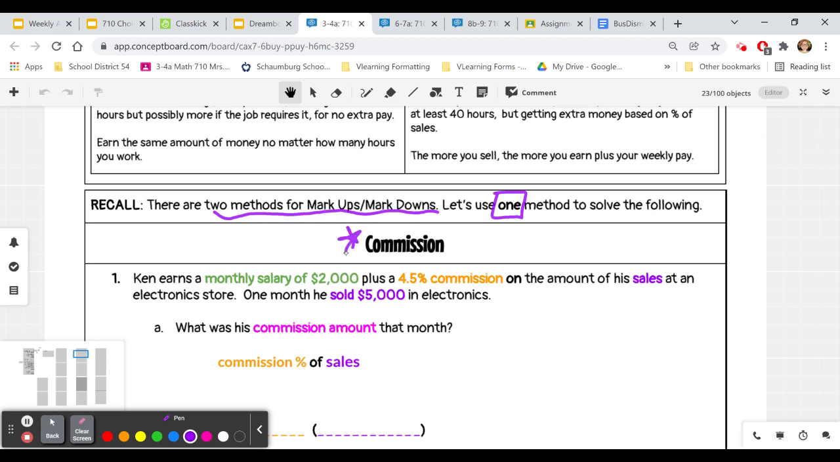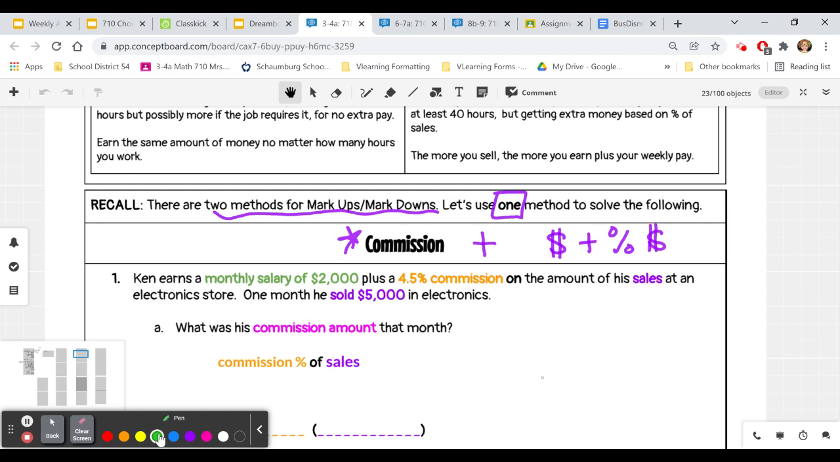Commission is something that is added to your salary. So by definition, it's going to be whatever your salary is, or however much money you make, plus a percentage of the money that you made in sales. So that's going to look a little interesting. So let's read this first problem.